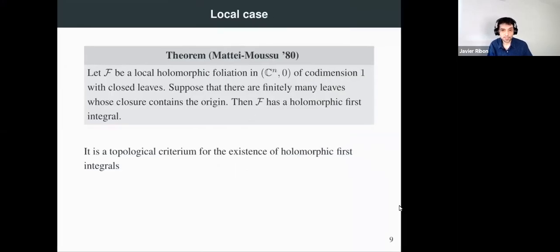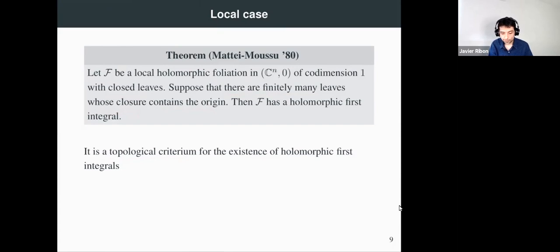And this is a very celebrated result in the theory of holomorphic foliations because it provides a topological criterion for the existence of holomorphic first integrals. If you have now a homeomorphism that preserves the leaves of the foliation, that sends one into another, then since these conditions over here are topological, having closed leaves or the closure containing the origin, it's going to be preserved by homeomorphisms.